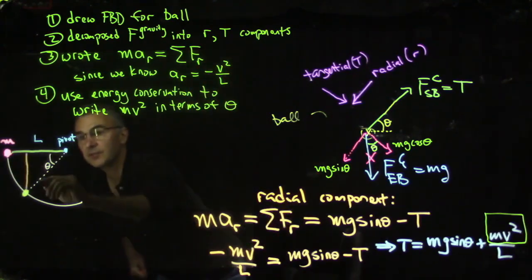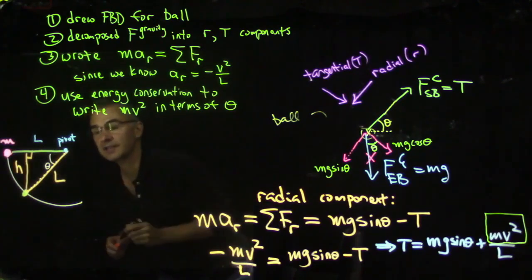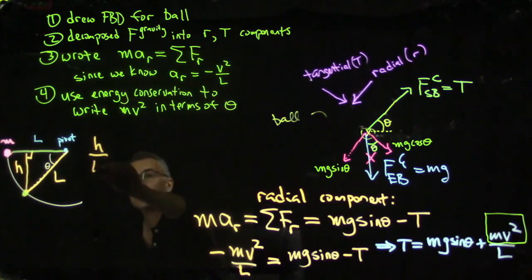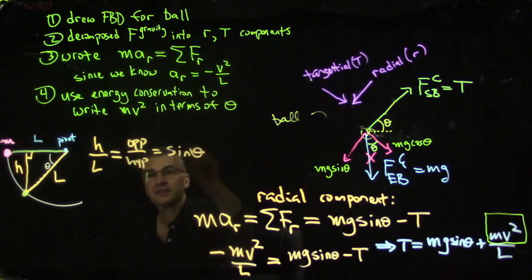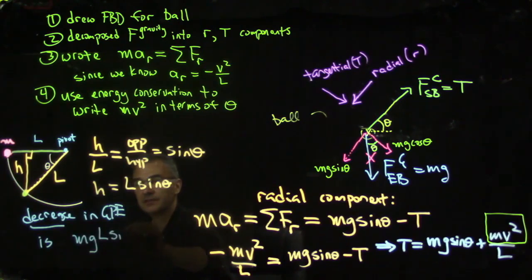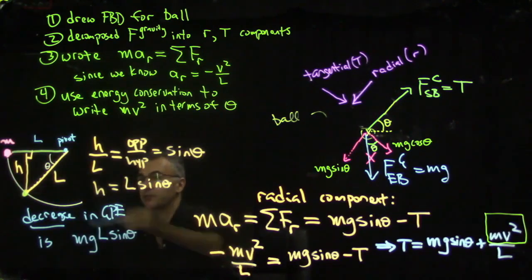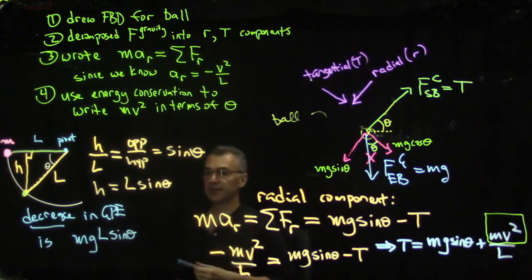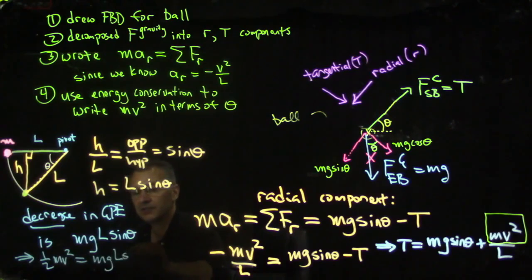This is some height h, and this is the same length L. Here is a right angle. So h over L is opposite over hypotenuse, which is sine theta. So the decrease in gravitational potential energy is mgL sine theta. In other words, the gravitational potential energy from the starting point to when we reach the angle theta decreases by mgL sine theta. Therefore, 1/2 mv squared equals mgL sine theta.